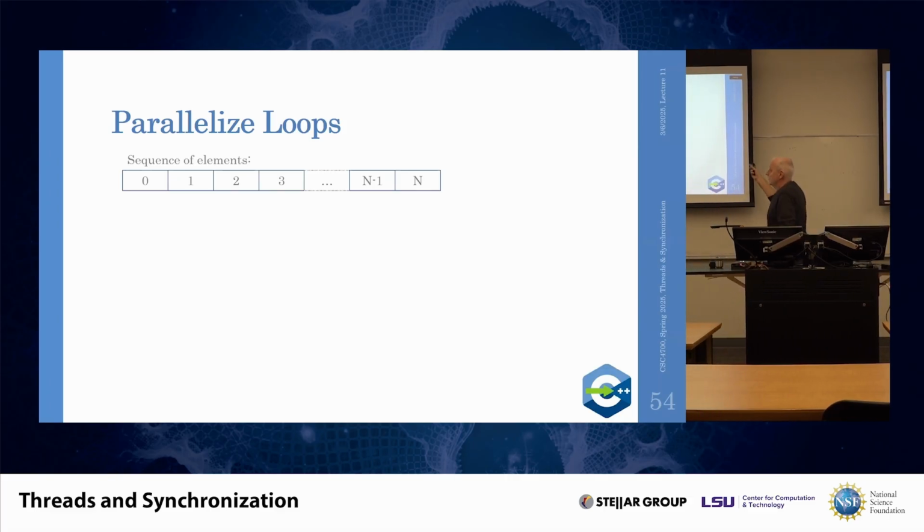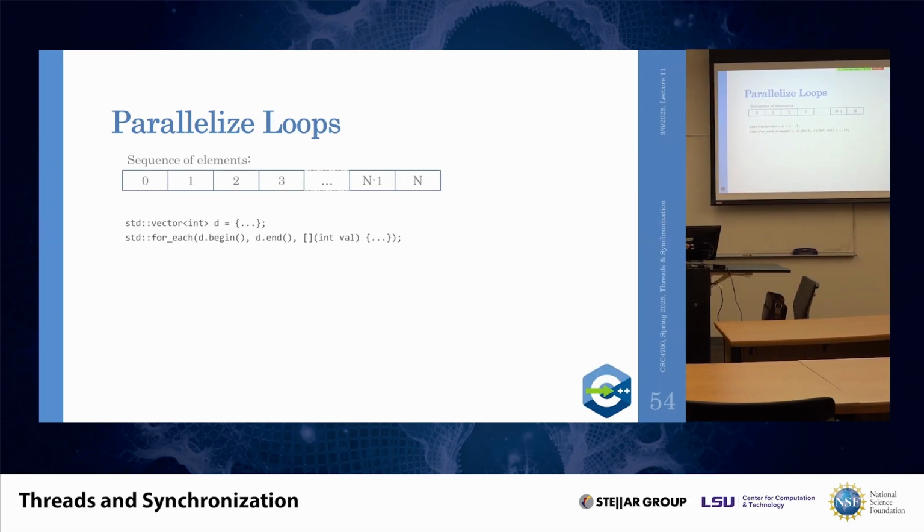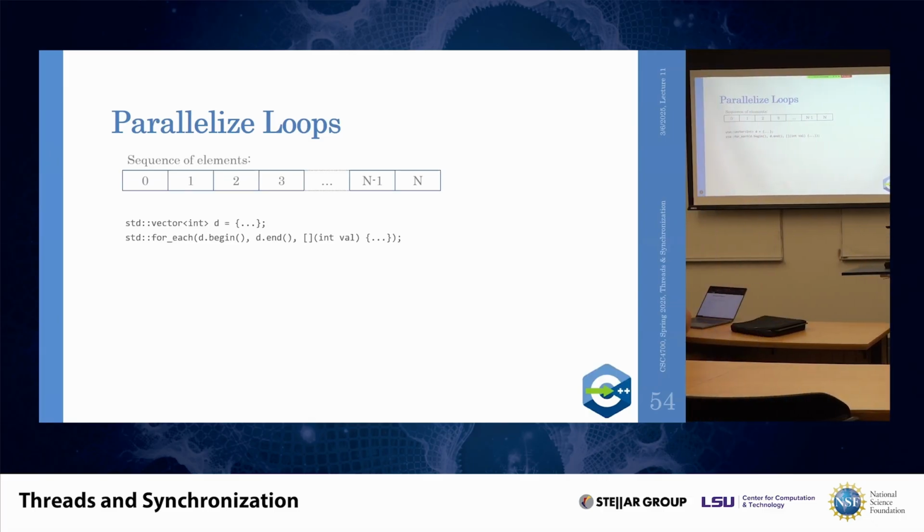So what is a for each? Well, a for each is essentially you have a sequence of elements, and you have a vector which stores those elements, and then you call for each, which is an algorithm that will invoke the given function for each of the elements in the sequence between begin and end.